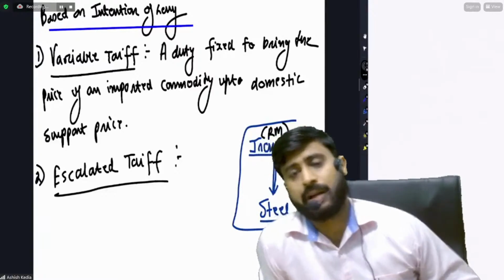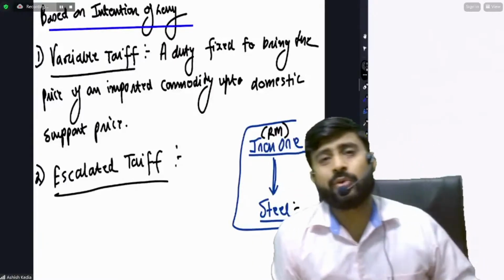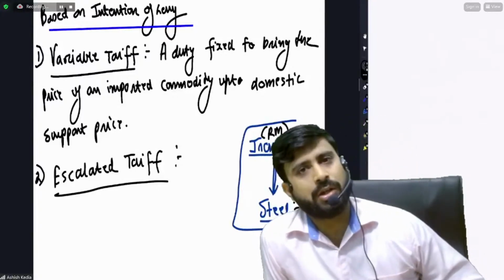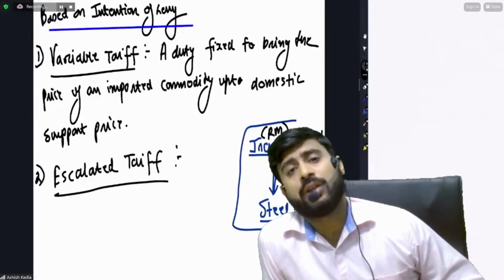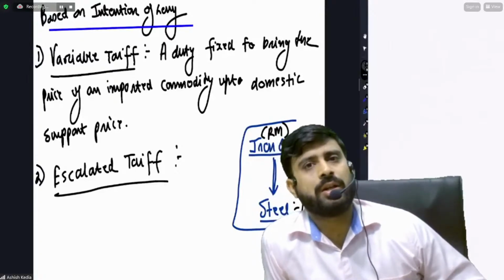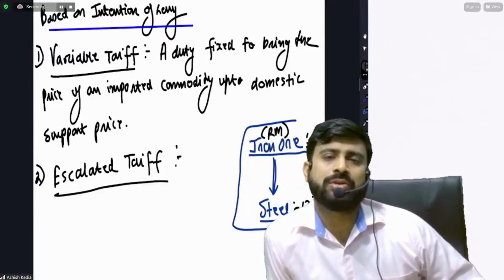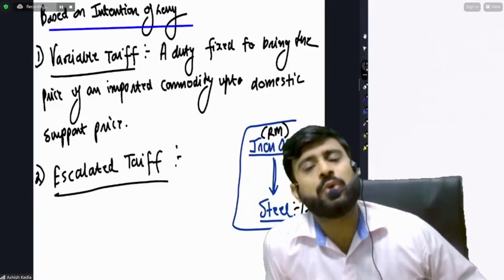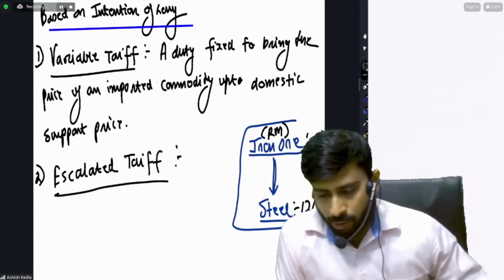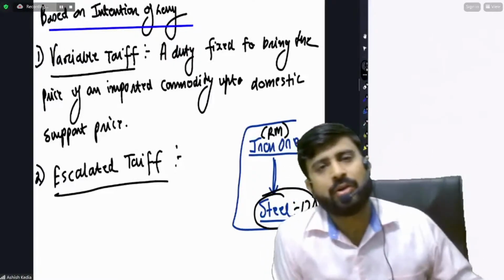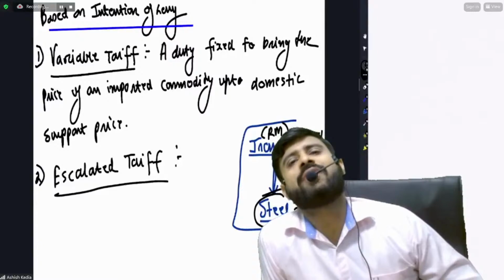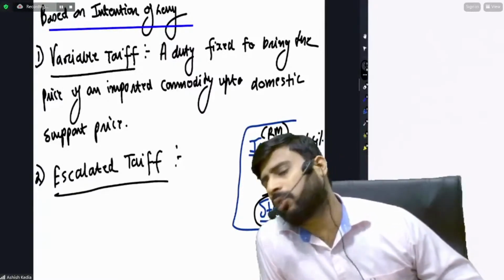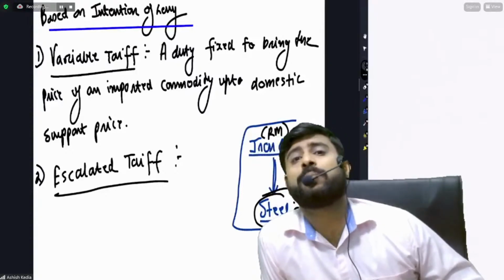But if you want to import steel, the government imposes a tax of 12%. So it is a situation where the import tax on raw material is less than the import tax on finished goods. The government does so that manufacturing processes can continue to take place in the importing country. Or else, if the imported final goods are cheaper, why would anybody buy from the domestic producer? Nobody would want to buy from the domestic manufacturer or producer.